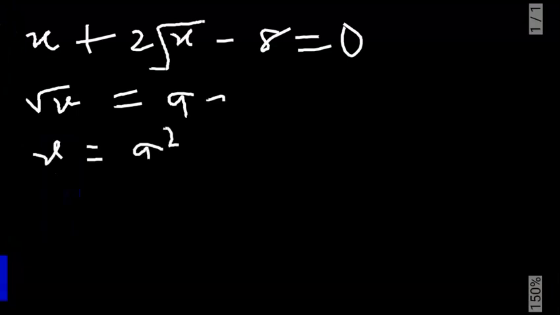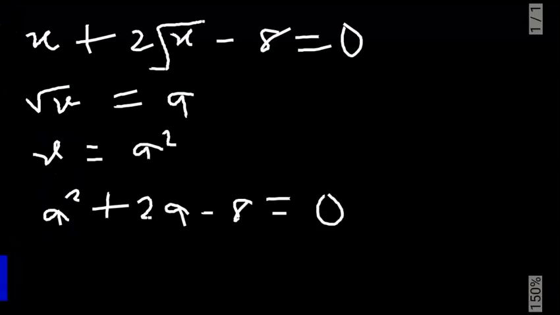So we can substitute these values. Now we have a squared plus a minus 8 equal to 0. Now we can solve the quadratic equation. Once we have our value for a, we just have to bring it back here. We solve this quadratic equation by factorization. If you don't know how to solve quadratic equations, check the description below. There should be a link there.